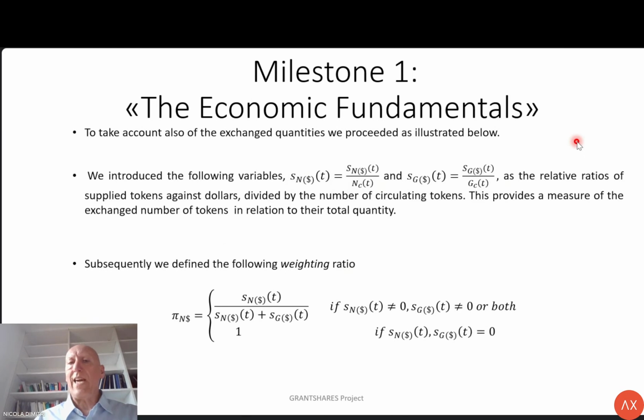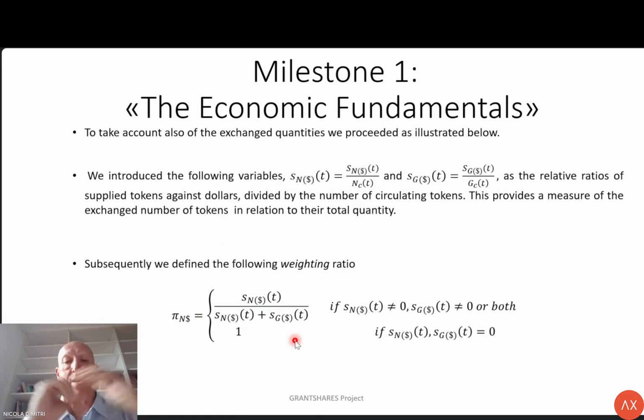But what I think is really counting insofar as the relative attractiveness of these two tokens is the proportion of exchange tokens over the number of circulating tokens. So that's what I'm doing. I'm taking the small s, while the capital S stands for supply, of course, over the total number of circulating. I construct this weight, which, as you see, I call pi N dollar. I could have defined pi G dollar in a similar way, having small s G rather than N in the numerator. So what is this weight telling us?